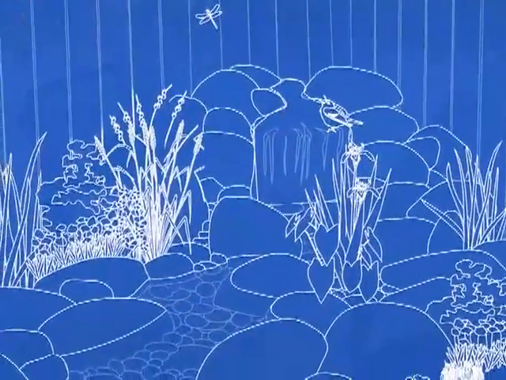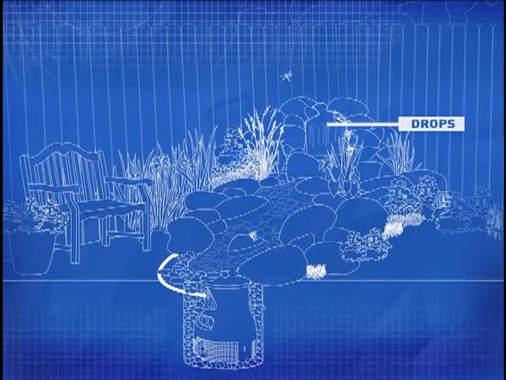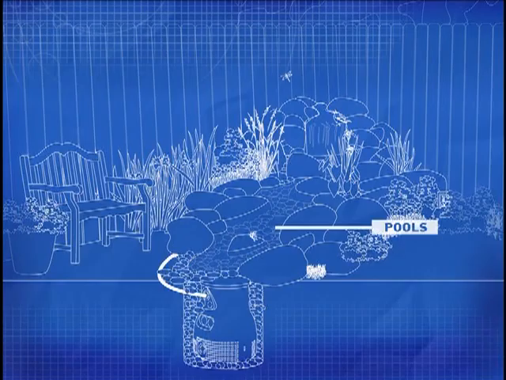To build a waterfall that has natural appeal, we want to give the waterfall 4 out of these 5 elements: drops, cascades, pools, bends, and splits. Drops give height and drama to the waterfall. Pools provide shallow areas for birds and plants.